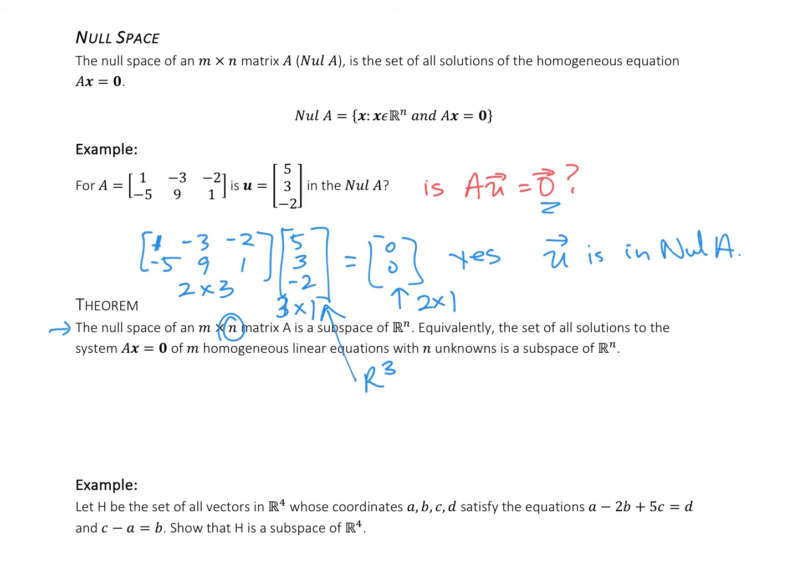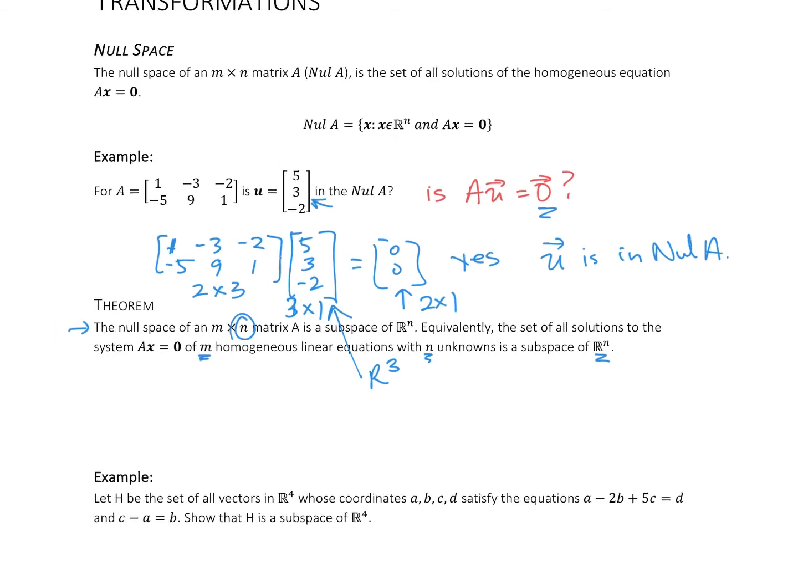Another way to say that is that the solution set of a system of m homogeneous linear equations with n unknowns is a subspace of Rn. So this has 3 elements, so it's a subspace of R3.